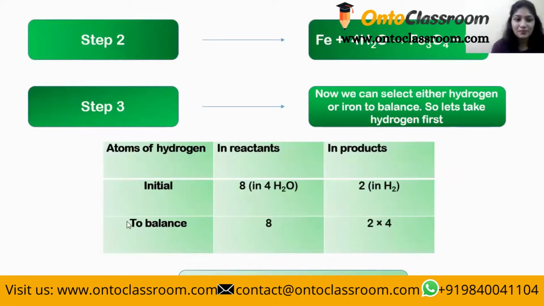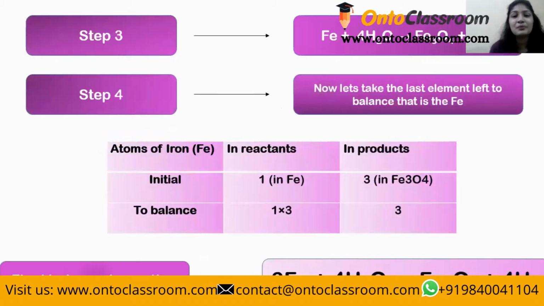So let's balance hydrogen. Atoms of hydrogen in reactants, in products. Atoms of hydrogen in reactants is 8, that is 4H2O. In products, it is 2. So in products, you can multiply it with 4 to balance the equation. So you get Fe plus 4H2O gives you Fe3O4 plus 4H2. Here you can see now the hydrogen is balanced, oxygen is balanced. What is left is Fe. And to balance Fe will be very easy.